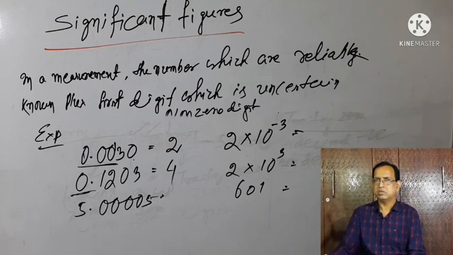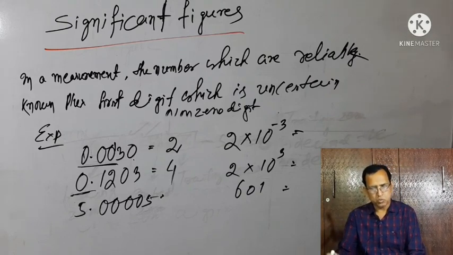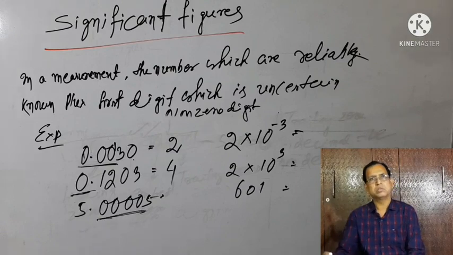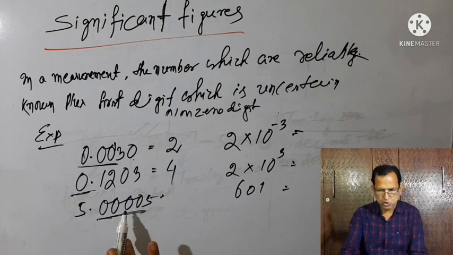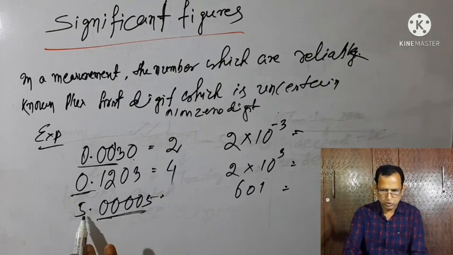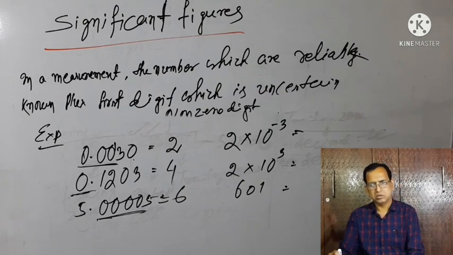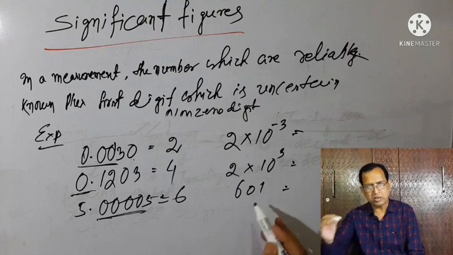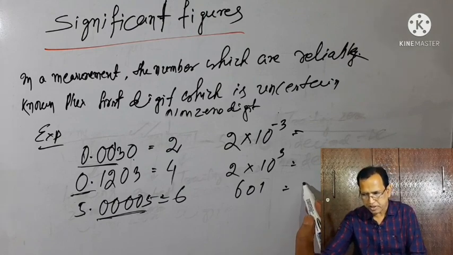5.00005. So, 5 point, there are no leading zeros and also no trailing zeros, only in between zeros. So, what is the significant figure? Now, 5, 0, 0, 0, 0, 5 all are counted. So, 1, 2, 3, 4, 5, 6. 601 is a non-decimal number. Significant figure is 3.